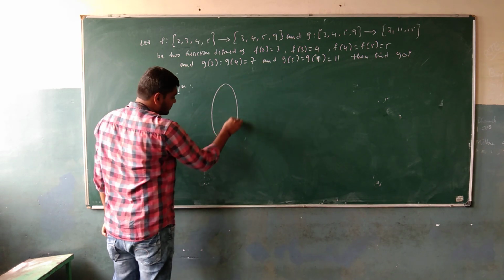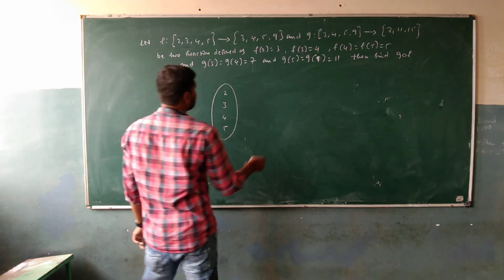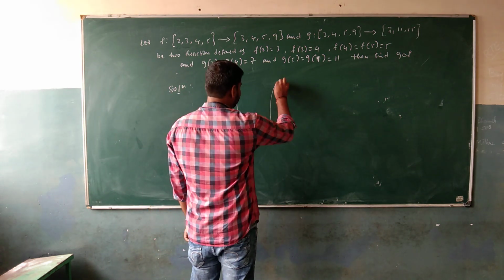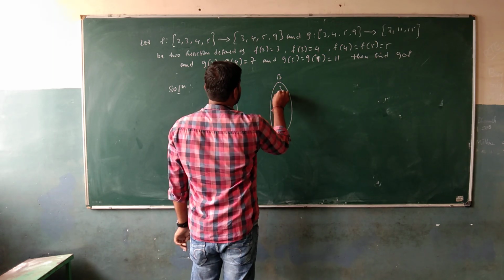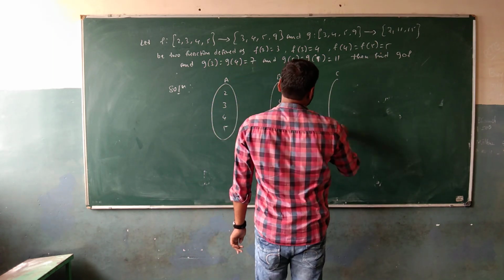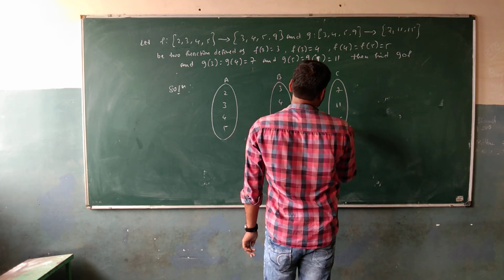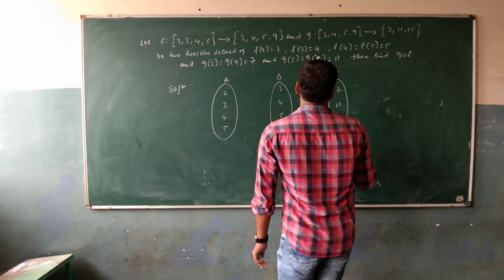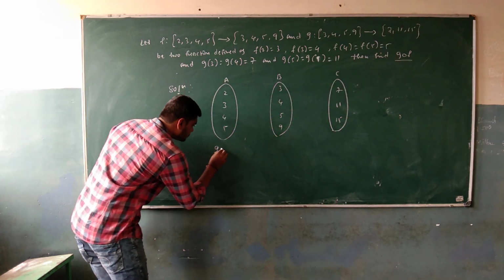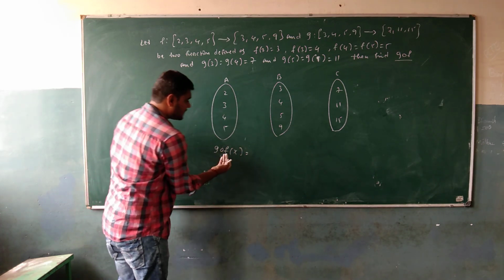Let me consider the sets. So 2, 3, 4, 5 is set A. This is set B, 3, 4, 5, 9, and set C is 7, 11, 15. So we need to find g o f. g o f is equal to g of f of x.